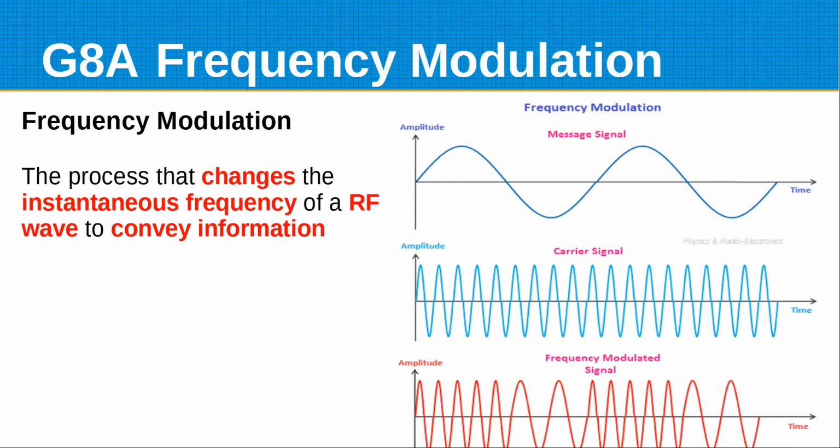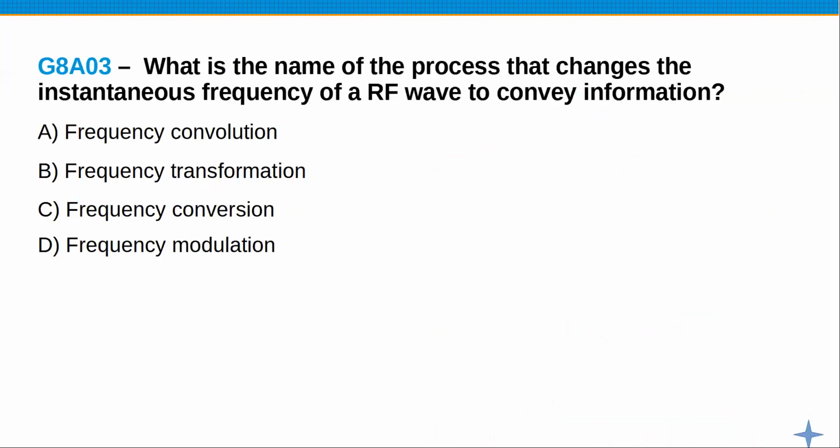So frequency modulation is defined as the process that changes the instantaneous frequency of an RF wave to convey information, where AM changed the instantaneous power of the RF wave. So again, like in the video, you see it's changing the frequency depending on the amplitude, whether it's positive or negative. What is the name of the process that changes the instantaneous frequency of an RF wave to convey information?